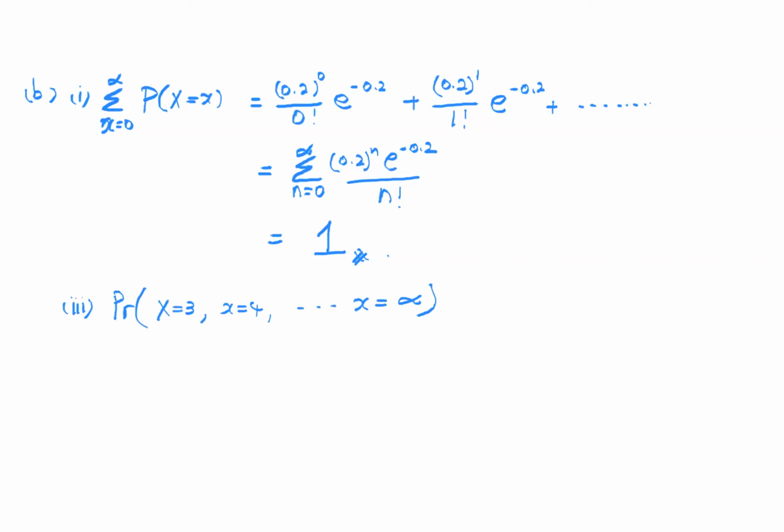Yes, I can use this because the probability for the whole thing to happen is 1. So I use 1 minus probability of x equal to 0 minus probability of x equal to 1 and minus the probability of x equal to 2. That is the answer from part 2. Am I right? So I will get the answer for part 3.